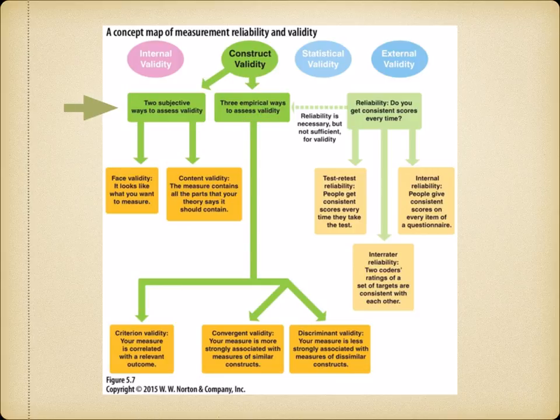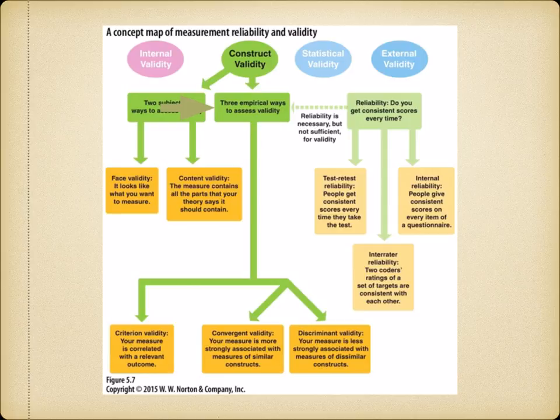There are 2 subjective ways to assess validity. That is to say, 2 ways we assess it without getting into statistical tools and such. One of them is face validity. Does it look like what you think it should be as a measure? And content validity is, are you kind of covering all the bases? Is your measure capturing all elements of the theory or the concept that are there, and not just the favored ones you want or the easiest ones you want to get at? There are also 3 empirical ways to assess validity.